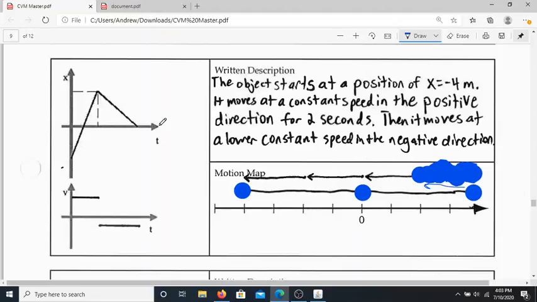Okay? So if you have a situation where an object turns around without stopping, the motion map is going to look something like this. All right? Where instead of having a dot stacked on top of each other, the next dot is going to be at its position. All right? So, question 4 looks pretty good.